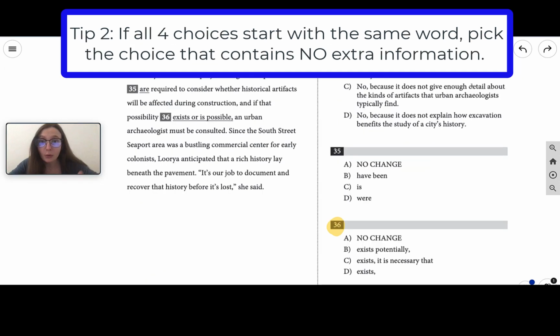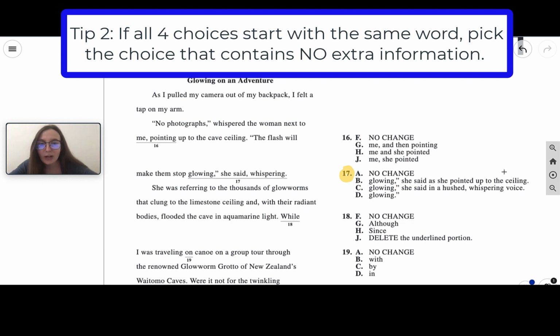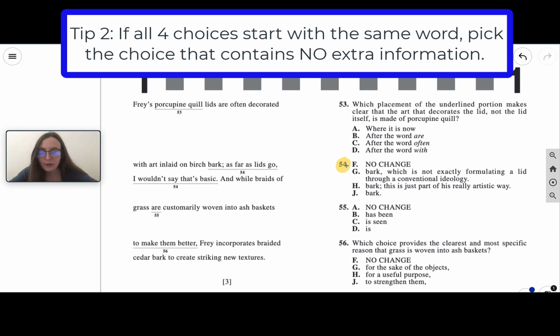Tip number two, when all of the choices start with the same exact word, we want to pick the one that just has that word and no extra information. It's probably a sign that the other three choices, A, B, and C here, are repeating something. So we want to go with choice D for question 36. It's the exact same thing when it comes to an ACT. For 17, we can see that all of the choices begin with the word glowing, so I just want to go with option D. Exact same procedure for number 54. They all start with the word bark, so I just want to go with option J.